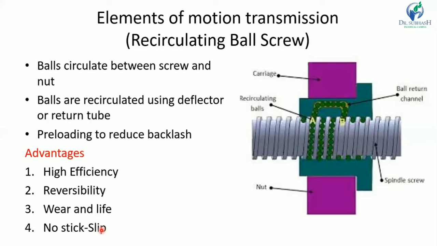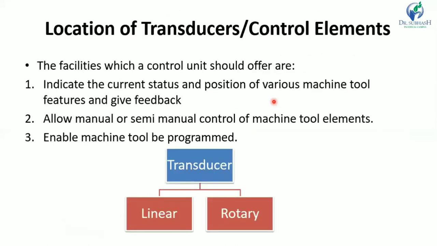Since the sliding metal-to-metal contact is substituted by rolling contact, the stick-slip phenomenon is eliminated in the ball screw and nut assembly. So this is the recirculating ball screw. Okay, then the location of transducers and the control elements.